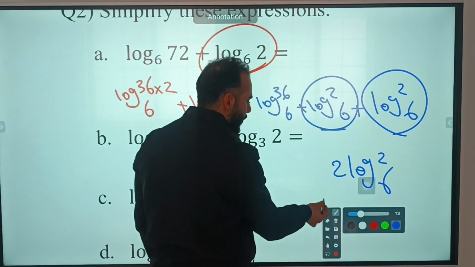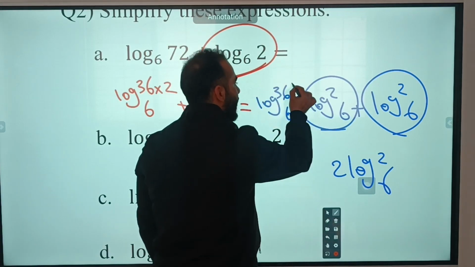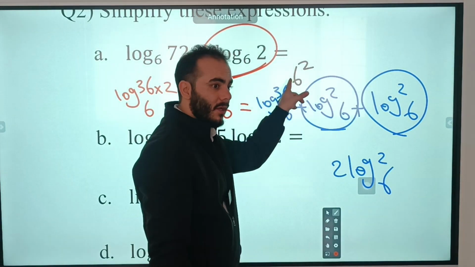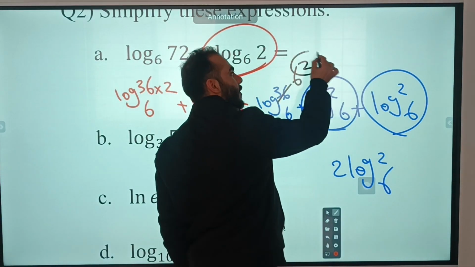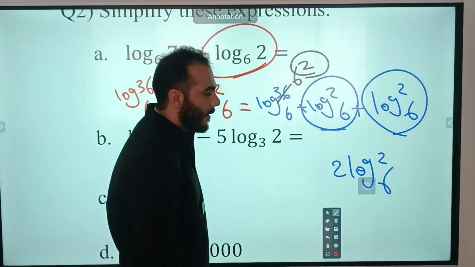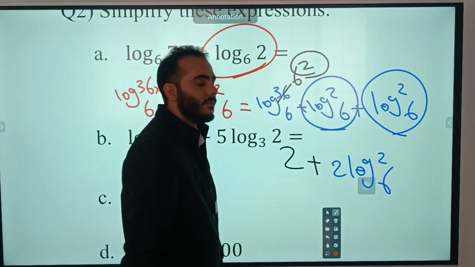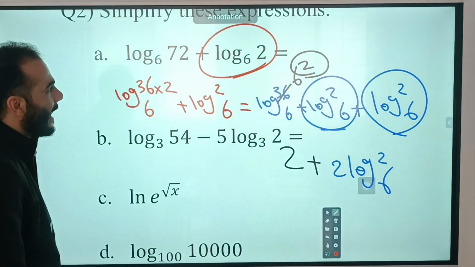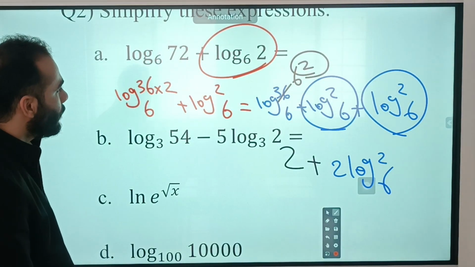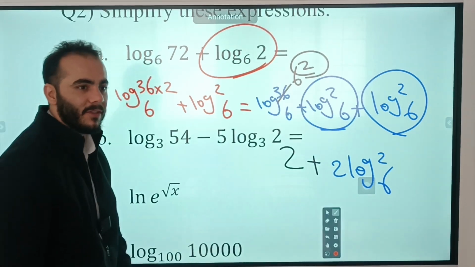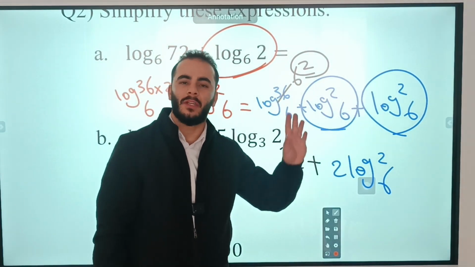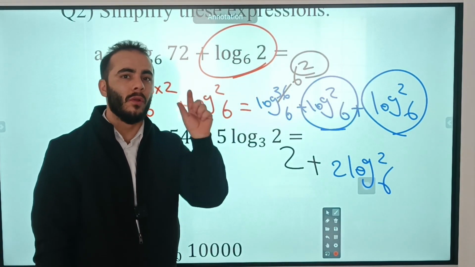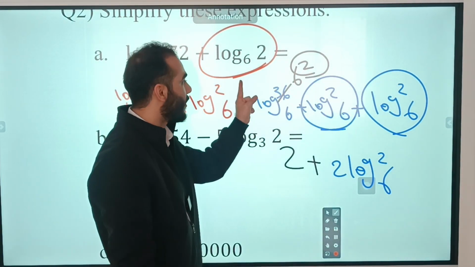How about 36? Everybody knows that it can be written as 6 to the power of 2. If the base and exponent are the same, the logarithm equals this exponent, which is 2. There is an easier way. Actually not easy. Let's just stay away from the second way. This one is the common way that we can use. Try to simplify one of those numbers that can be simplified.